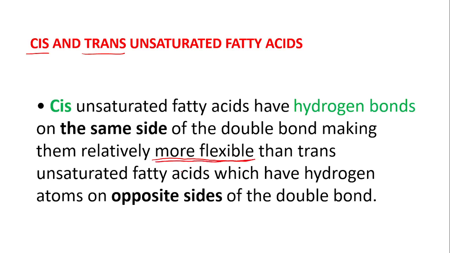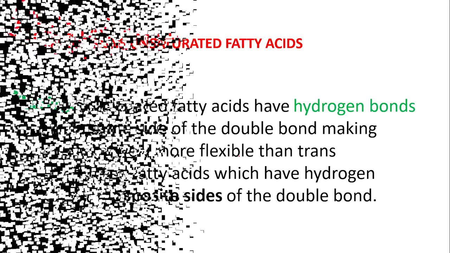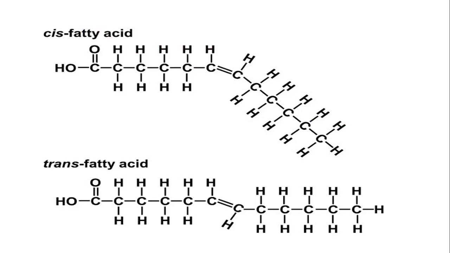Then for the trans, normally they are not very flexible because the hydrogens are on opposite sides. So if you can see, in a cis fatty acid the hydrogens are on the same side and this one is more flexible. Then for the trans, the hydrogens are on the opposite side, and this makes it less flexible.